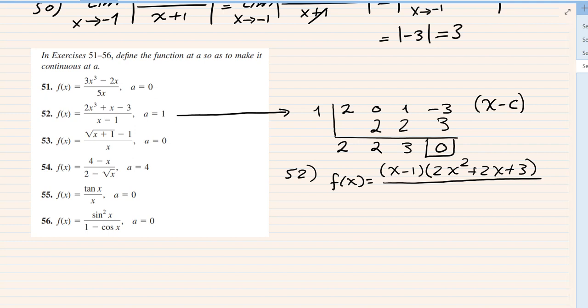And then in the denominator I have x minus 1. The x minus 1's cross out. Okay, so what do we have here? We just have 2x squared plus 2x plus 3.